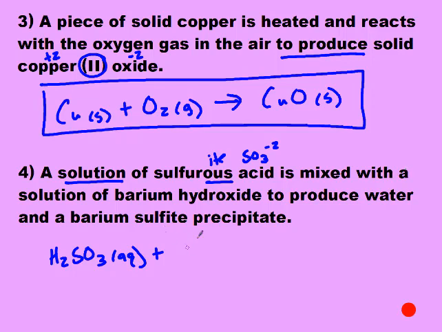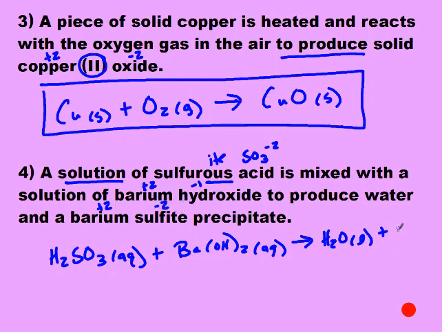Is mixed with a solution of barium, which is a +2, and hydroxide's a -1. On this one, make sure that you've put parentheses around that OH. It was a solution, so it's also AQ. To produce water, water is H2O. And if it says water, we're going to go with the liquid unless it says water vapor or ice. And then barium was a +2, sulfite was a -2, so BaSO3. And it says precipitate, so that's a solid.